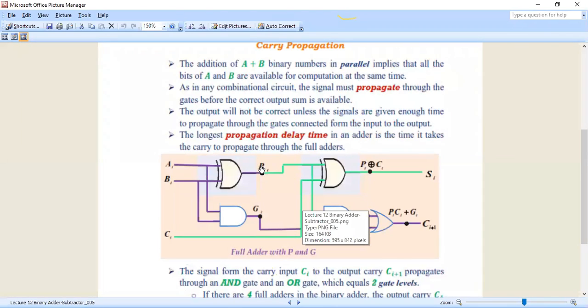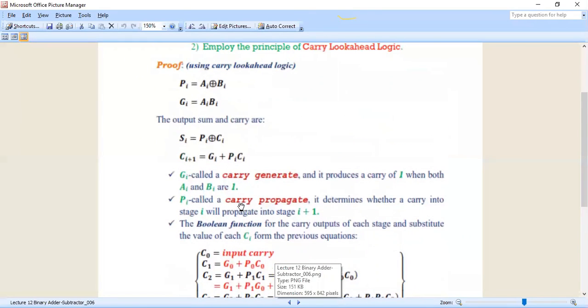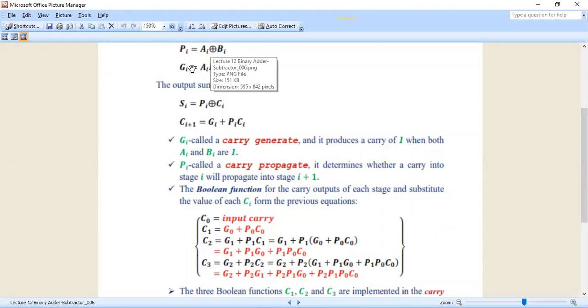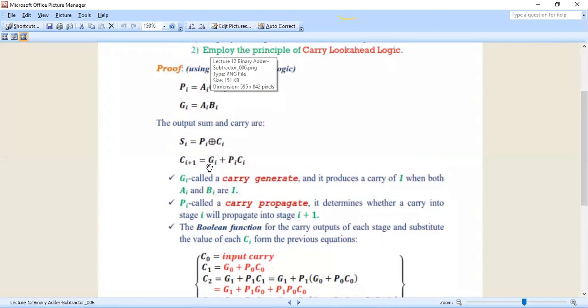See here, Pi is nothing but Ai exclusive-OR Bi, and Gi is nothing but Ai Bi, and here Si is nothing but Pi exclusive-OR Ci. And the carry is Pi into Ci plus, this is the OR gate, the generation Gi. So in this way we get the formulas: Pi and Gi, and the next ones are Si and Ci plus 1.